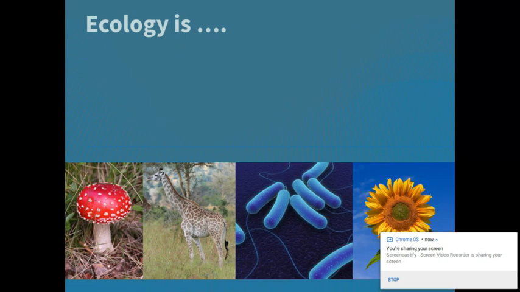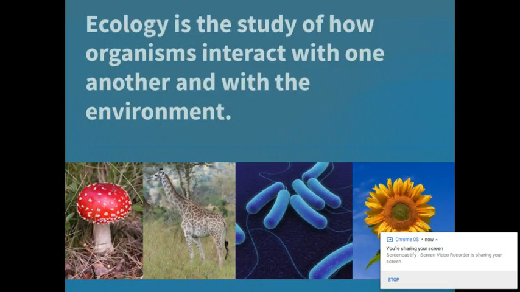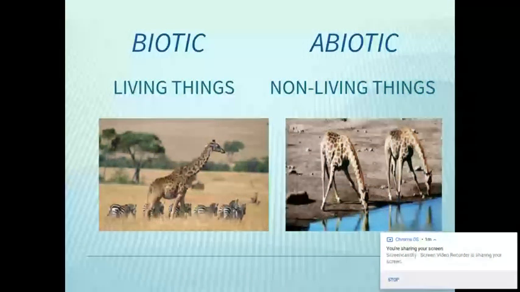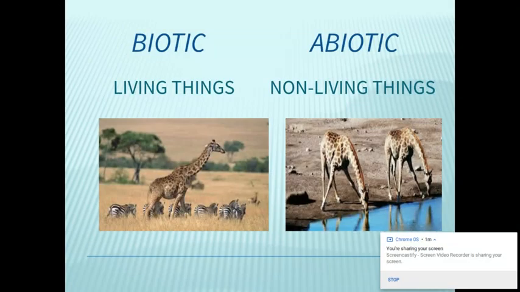So ecology. What is ecology? Ecology is a study of how organisms interact with one another and with the environment. Okay? There's two different types of factors in all of the ecosystems, whether they're really small, whether they're large, and they are called biotic and abiotic.